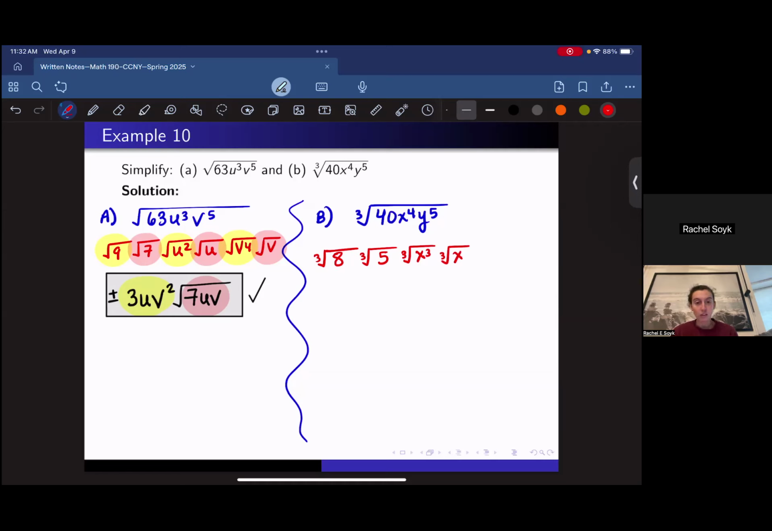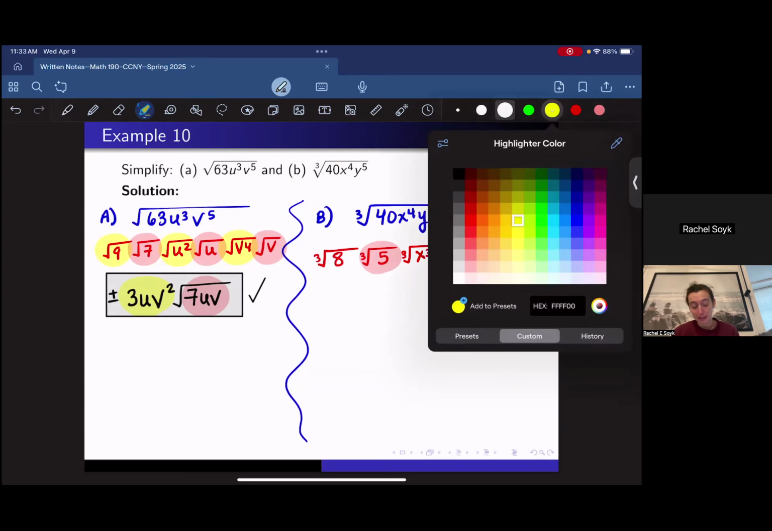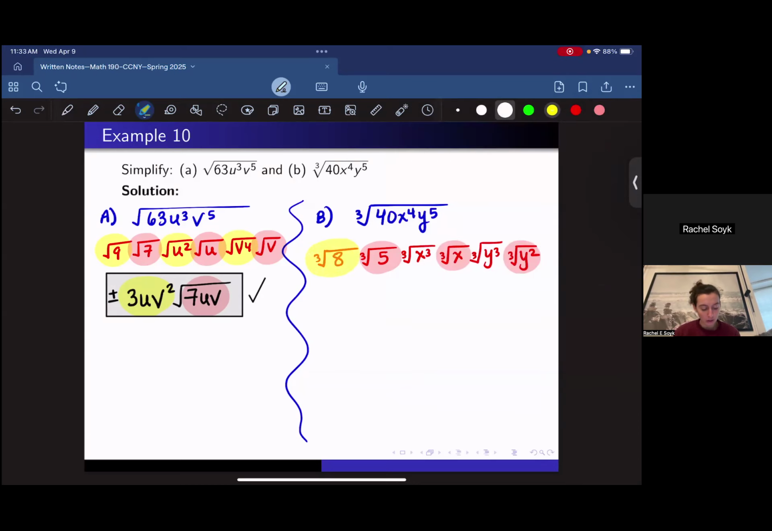And then we have the cube root of y to the 5th. That's just the same as the cube root of y cubed times the cube root of y squared. Now let's highlight the ones we can't simplify any further in our light pink, and then in yellow, we'll highlight the ones that we can.